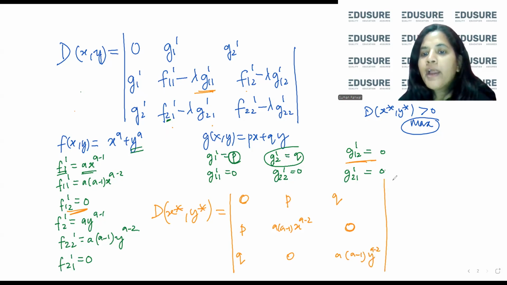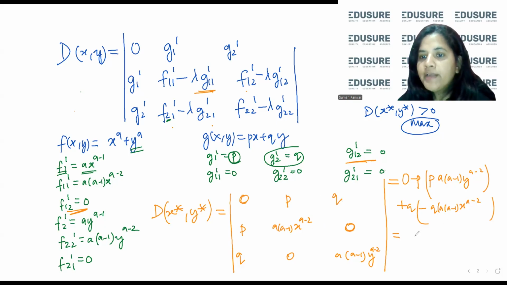Okay. So expand along the first row. You'll get 0 minus p into p a(a-1) y^(a-2)... plus q into minus q a(a-1) x^(a-2). So you will be getting p^2 a(1-a) y^(a-2) plus q^2 a(1-a) x^(a-2).